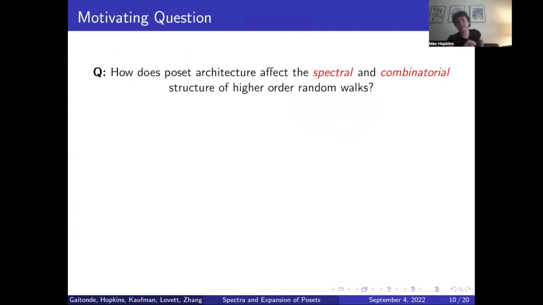Okay, so now I can state the main motivating question of this work, now that we've gone through this background, which is how does the underlying poset architecture, the underlying structure of the poset, affect structure in higher order random walks? And in particular, how does this affect the spectrum and combinatorial structure of these walks? The reason that we care about this is to understand, given a certain problem at hand, what underlying poset architecture should we try to use? At the moment, we know that different poset architectures are important for different problems.